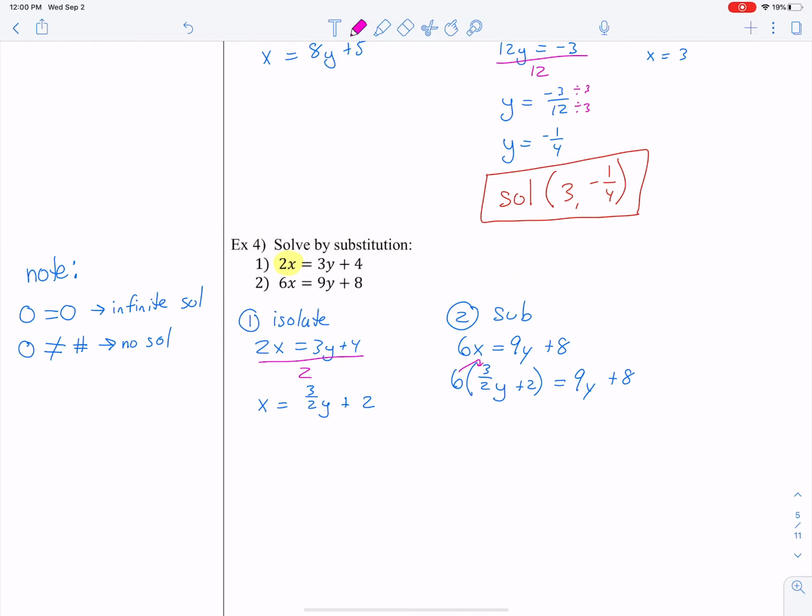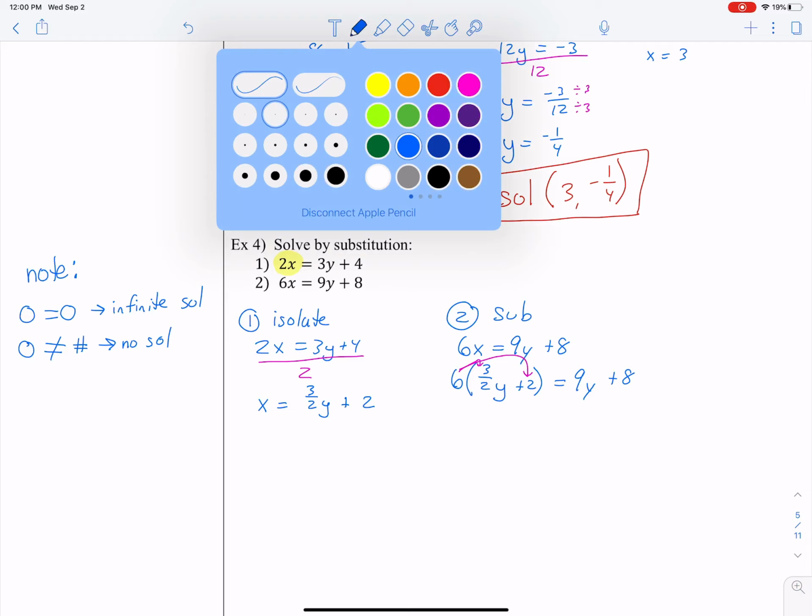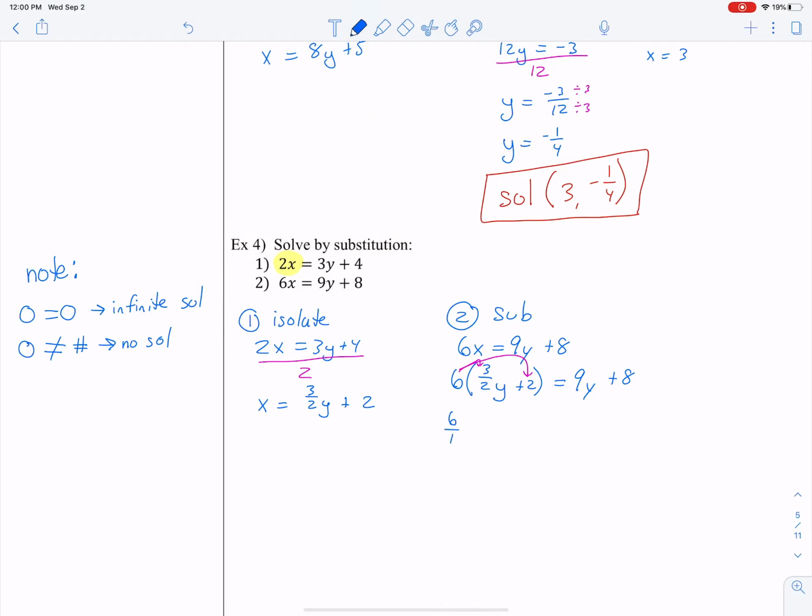So I need to do this multiplication here and here. So I have 6 over 1 times 3 over 2y, and then 6 times 2 is going to be 12. So here for this multiplication, I'm going to go across the top. 6 times 3 is going to give me 18. So I get 18 over 2, and then I can simplify that. 18 over 2 is going to give me 9. Okay, so I end up with 9y.